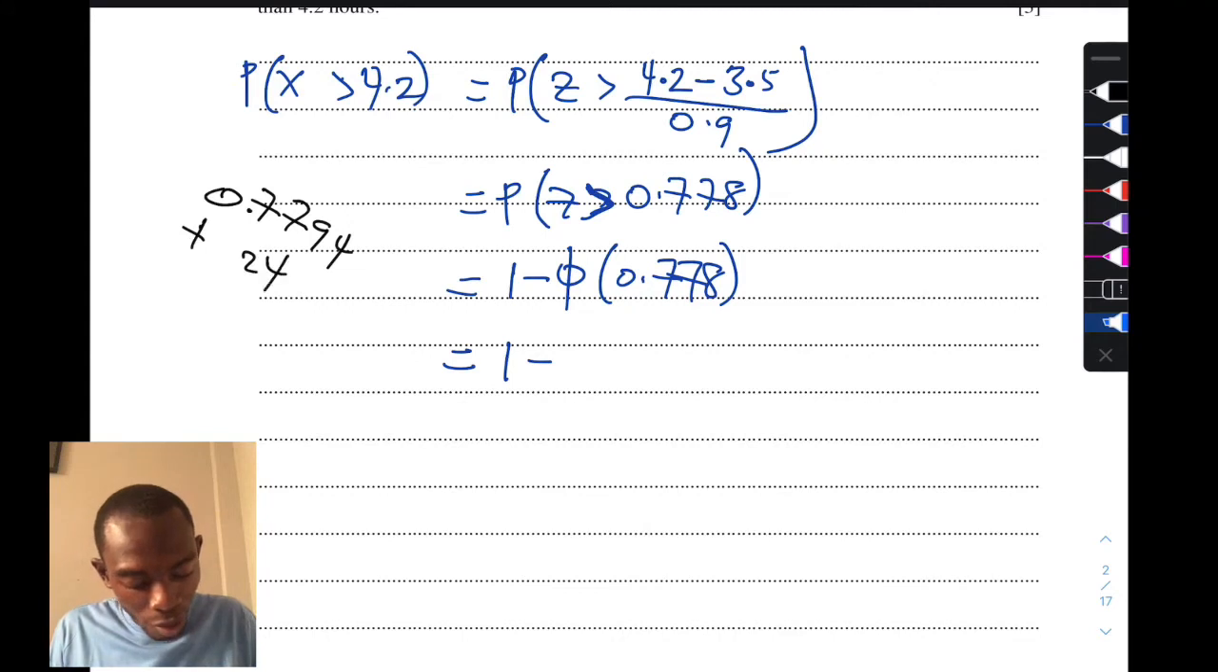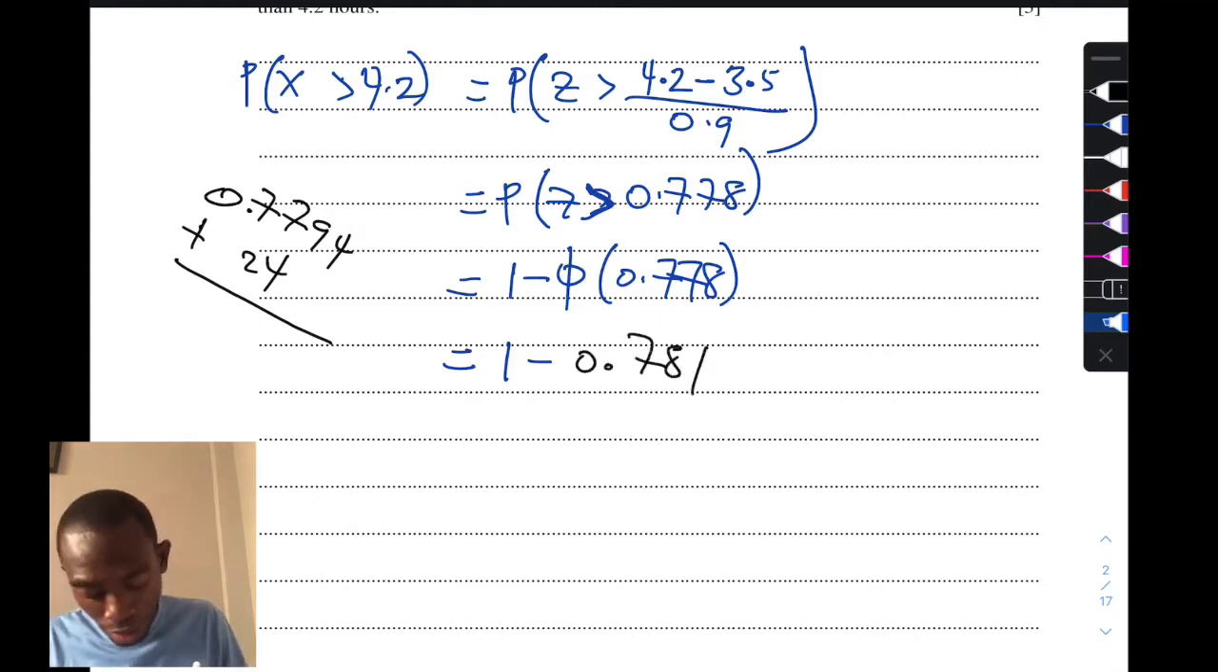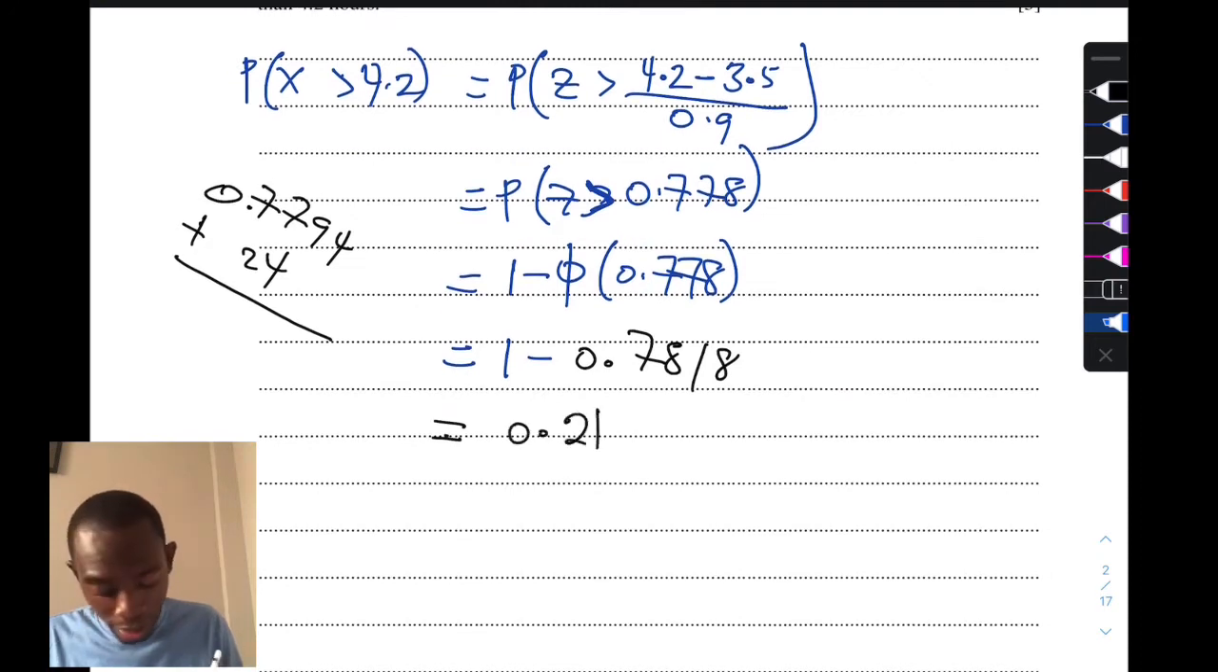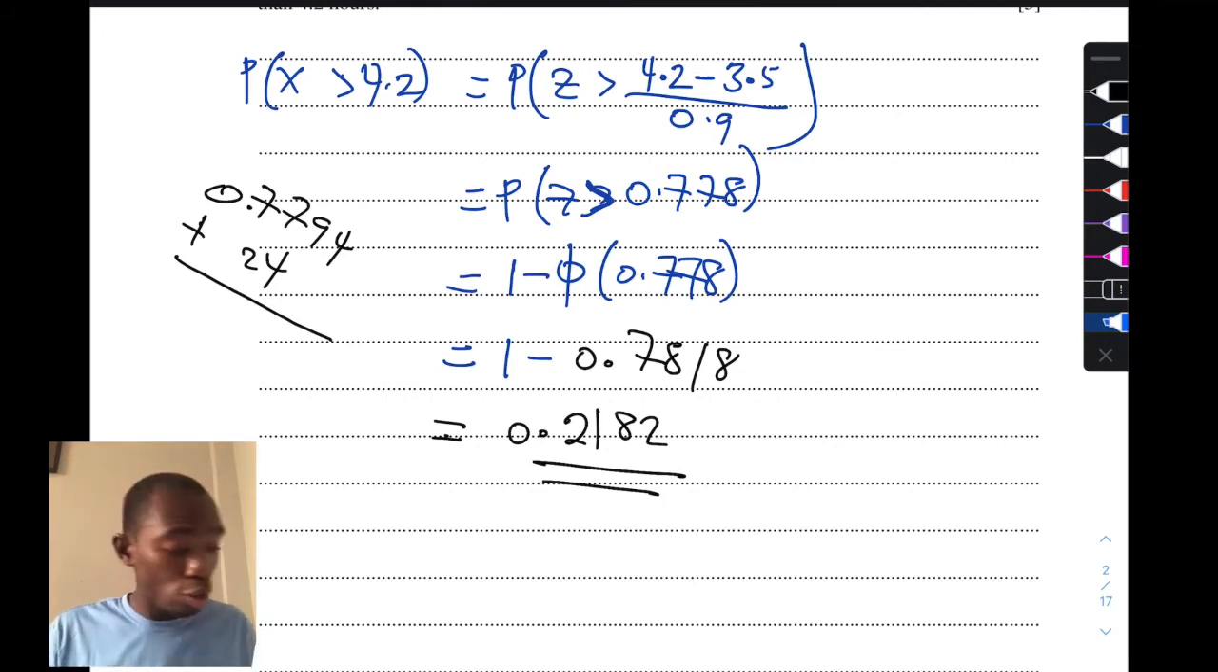So we add 24 to it. Not just take 7794 plus 24. It means you are looking at 0.7818. All right, so 1 minus 0.7818 gives us 0.2182. You can leave your answer like this, and then you are good to go, or you can leave it in 3SF. That's also fine. This is actually an exact value, so you can leave it like that.